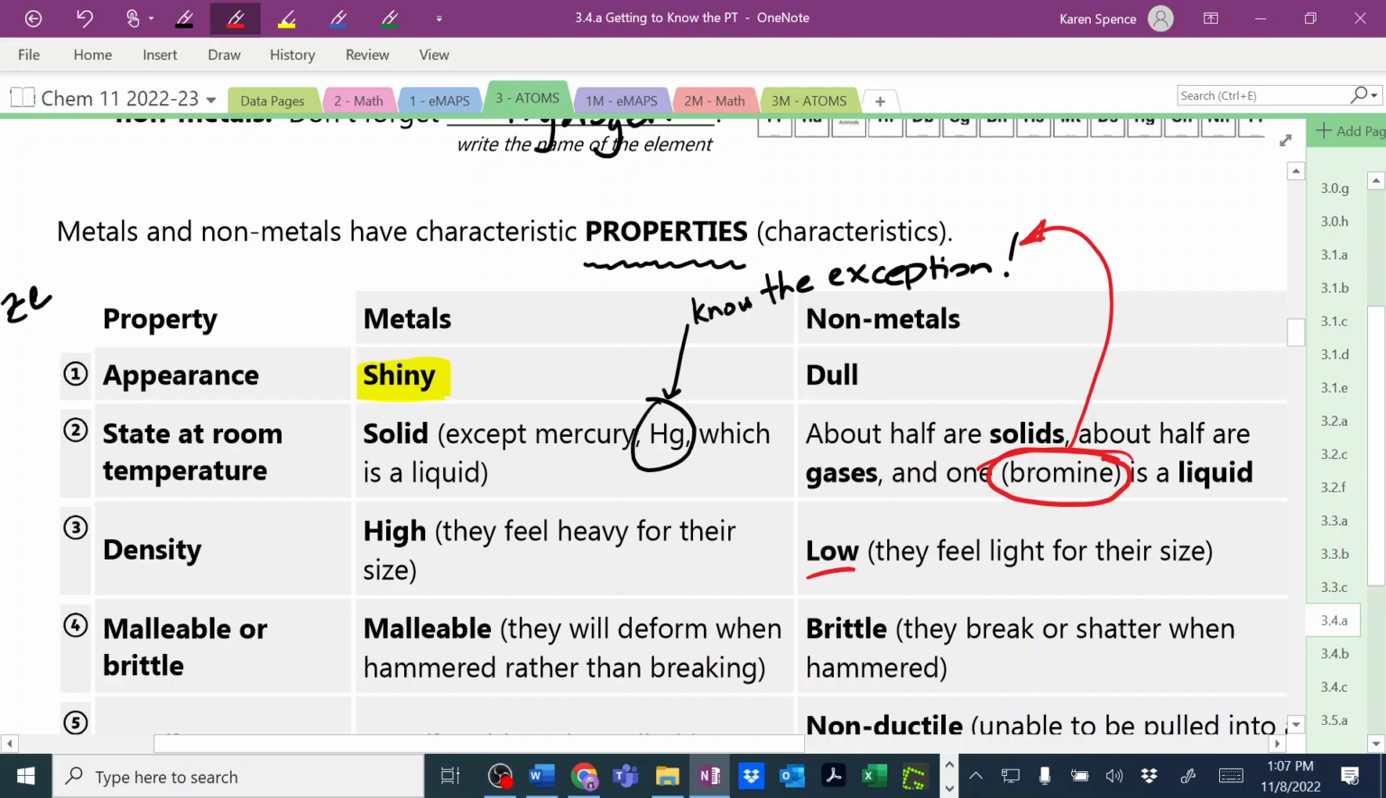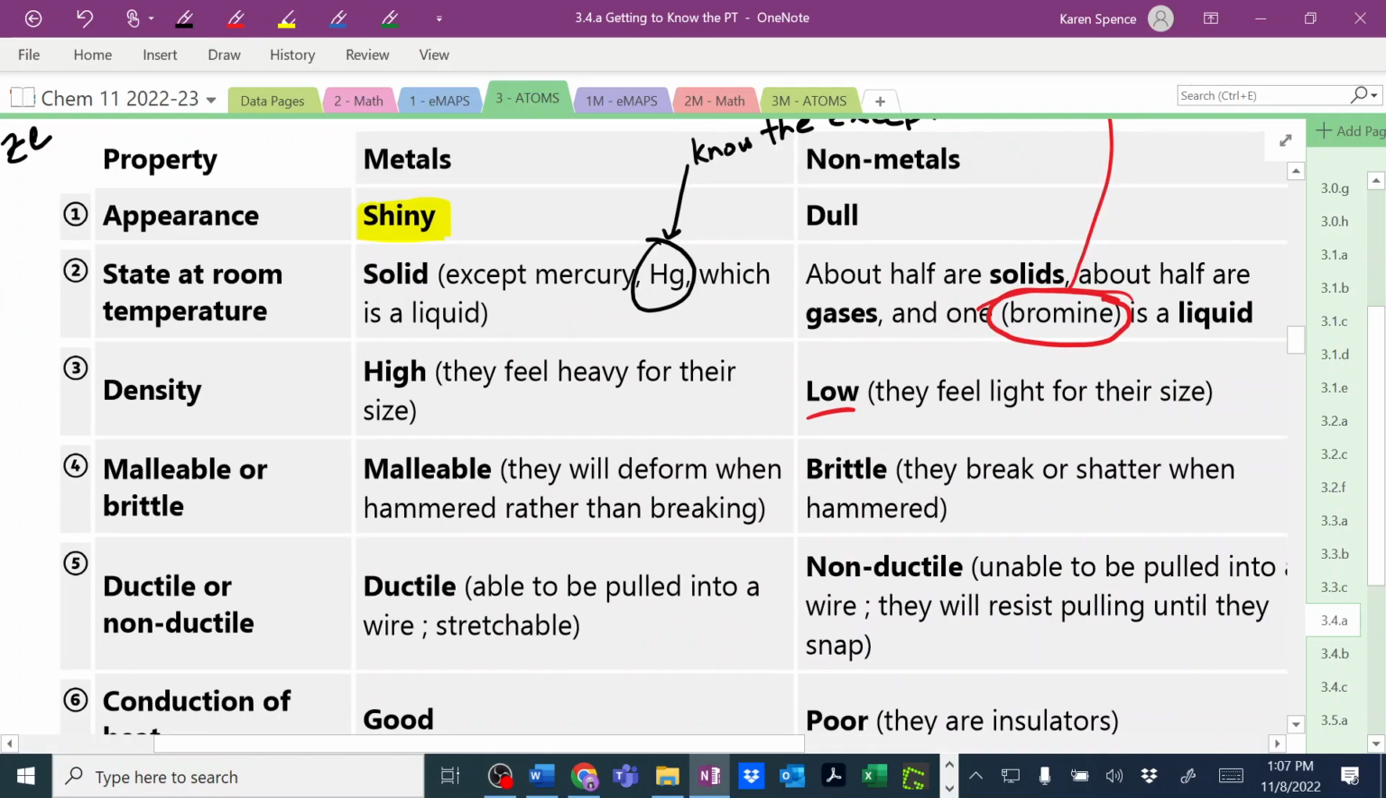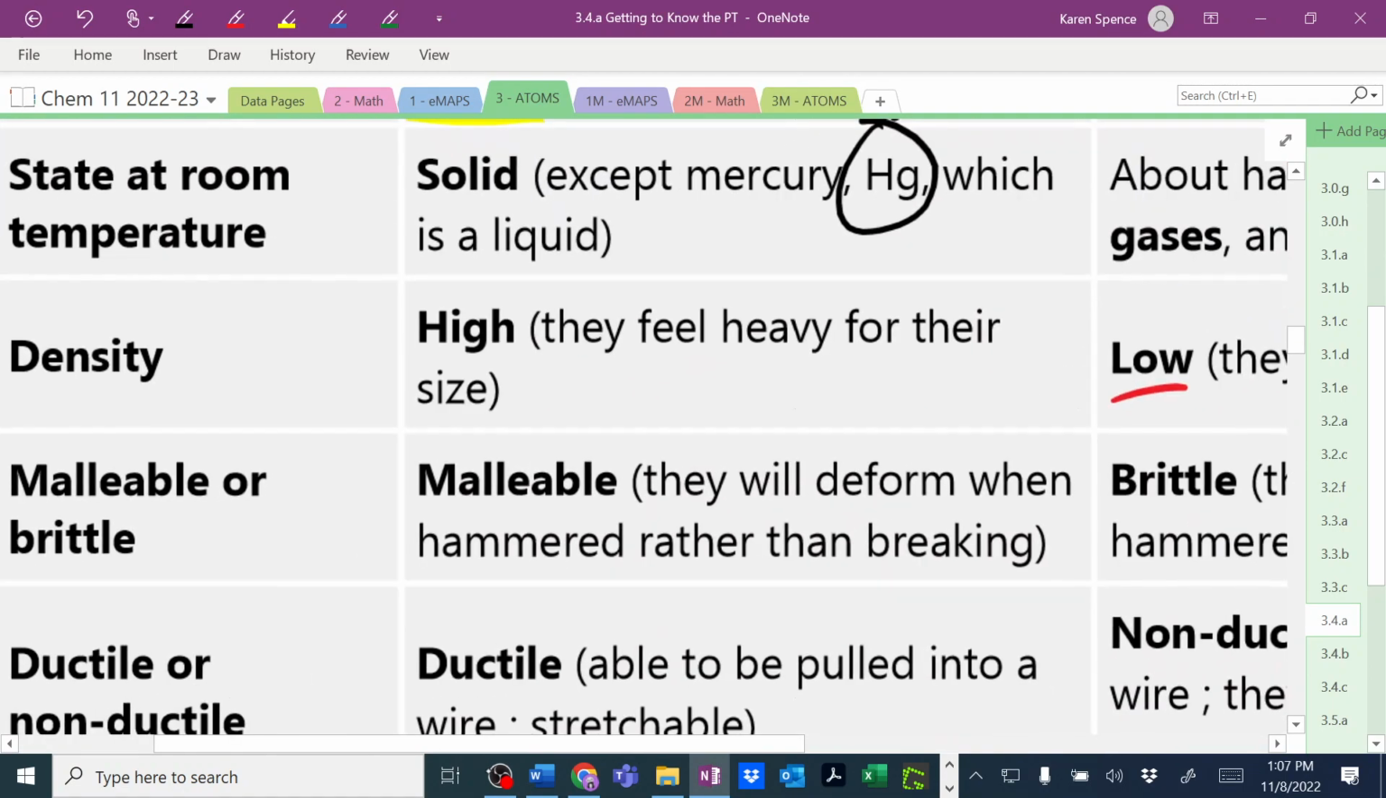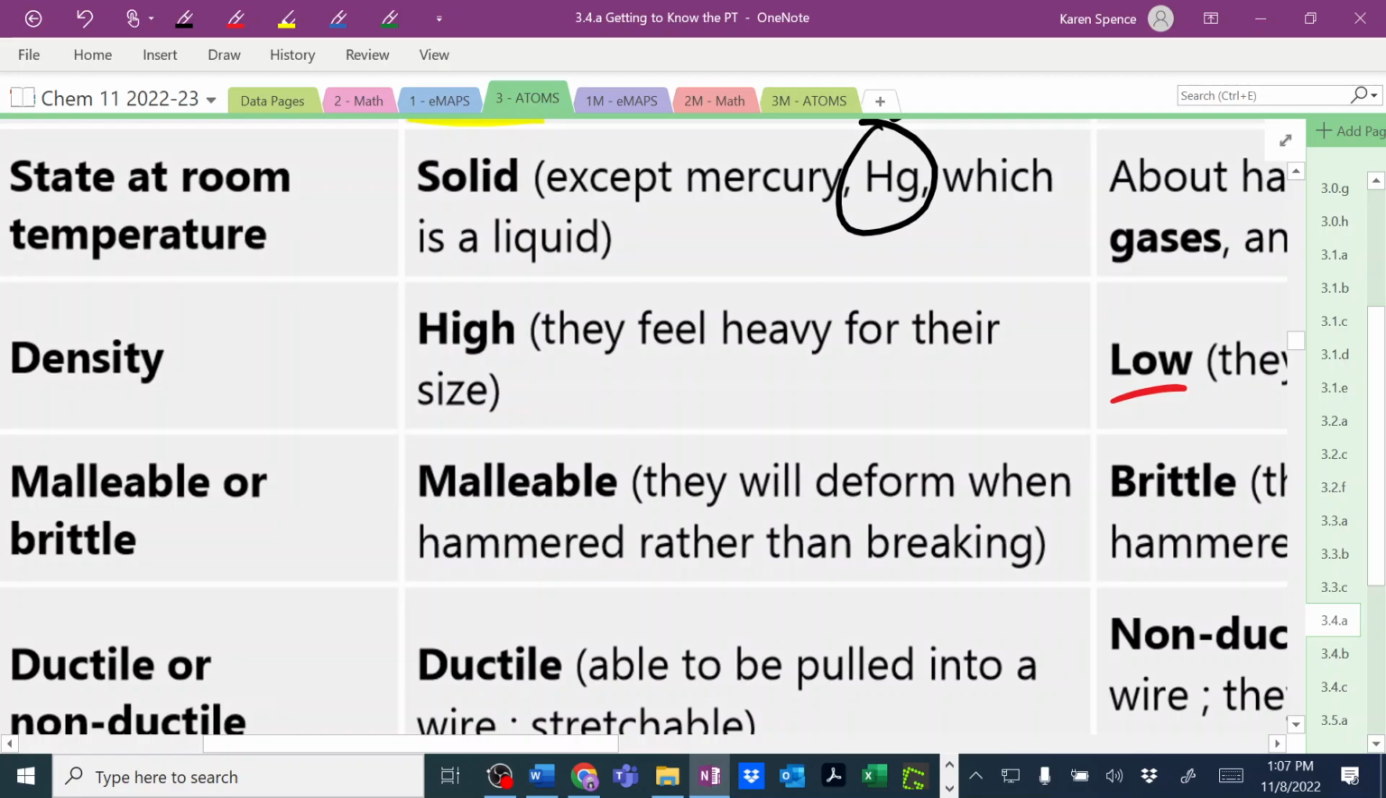Have you heard the words malleable and brittle before? Okay, so if I hit something with a hammer, you are responsible for knowing the actual word. So if you have trouble remembering words, write down malleable. It's mal, and then e, and then able. Okay, mal, e, able. Okay, malleable.